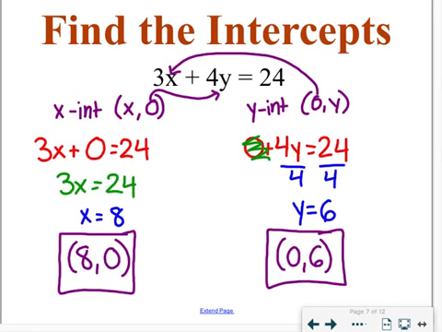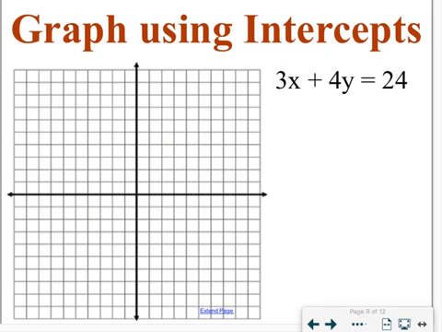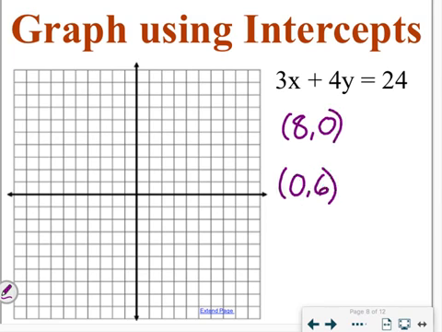We can use these 2 points to graph the line. All you need in order to graph the line is 2 points, and we have 2 ordered pairs. So we figured out already that our x-intercept is 8, 0, and our y-intercept is 0, 6. In order to graph this, you simply put those on the graph. So I go over 8 and up 0, and for the y-intercept, over 0 and up 6.